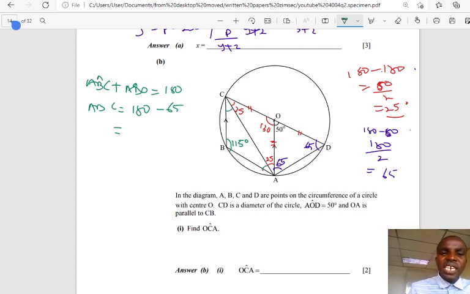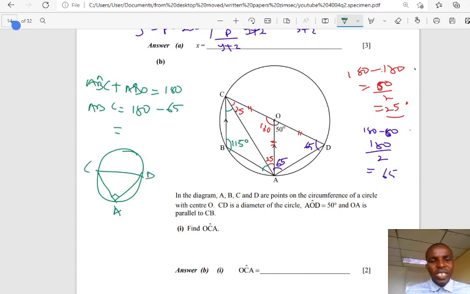Then you are left with these small angles here, this one and this one. How do you get it? Right, we have a diameter. The angle subtended by the diameter is 90 degrees, a right angle, which means this angle here is supposed to be 90 degrees, which means angle CAD is 90 degrees. So to find this angle on this side, we say 90 minus 65 plus 25.